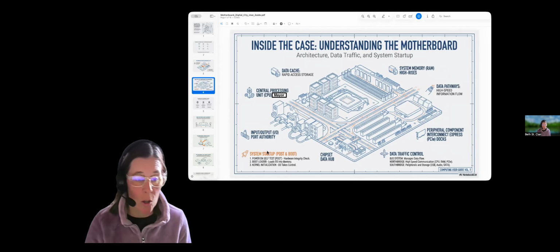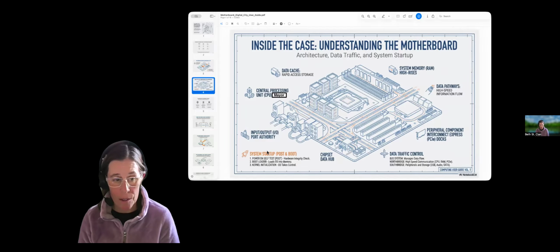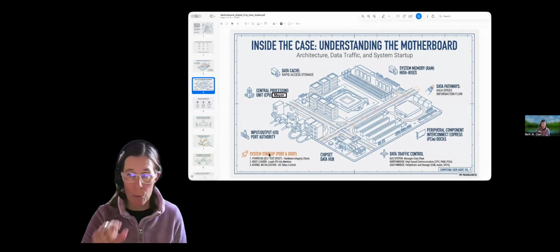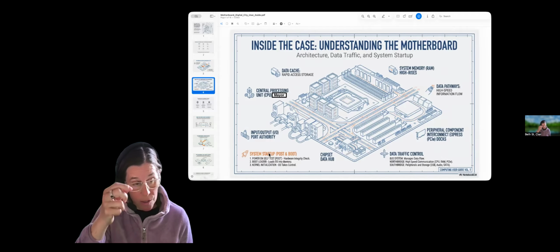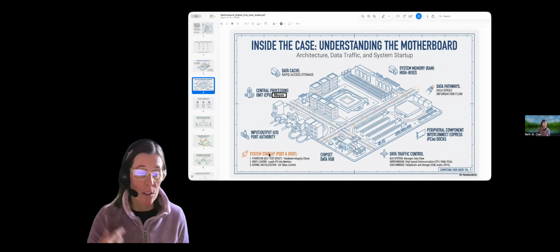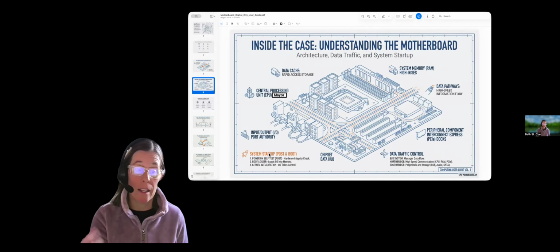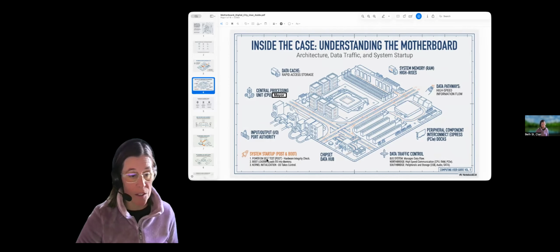Lastly, your system startup called your POST and boot, or Power-On Self Test. That's basically when you press the power button to start your system, the battery is holding that little charge. It's going to then prompt your CMOS chip to do a POST. And then after the POST, it's going to load the operating system into memory through the bootloader.